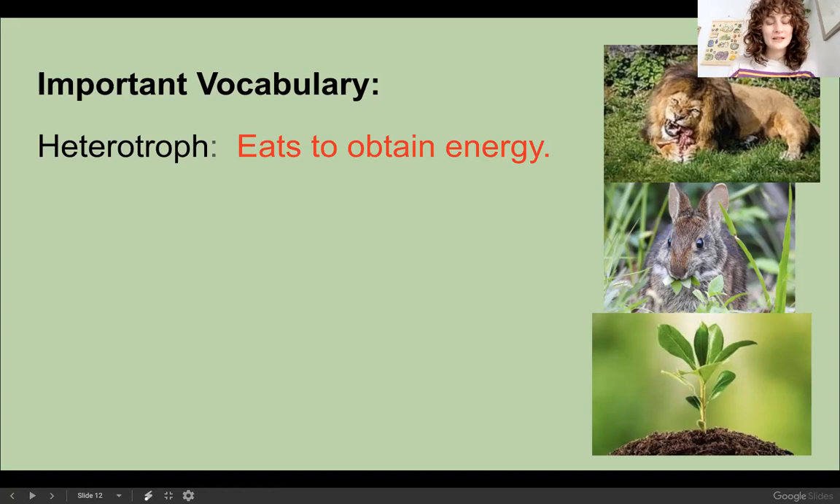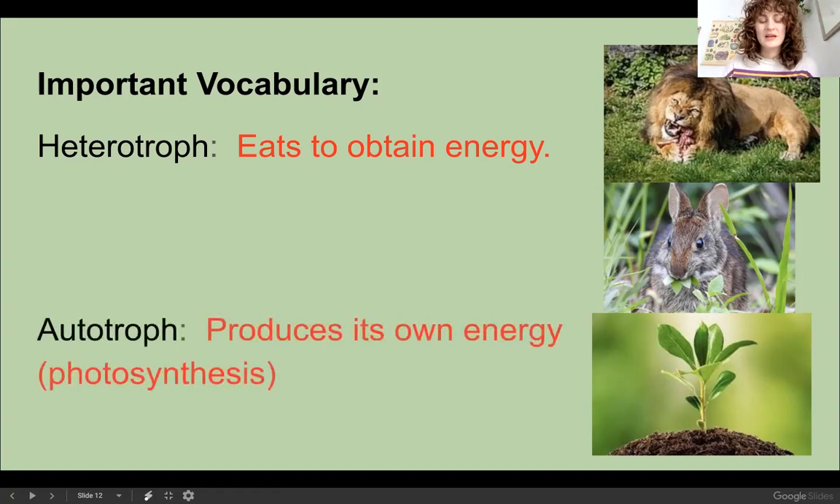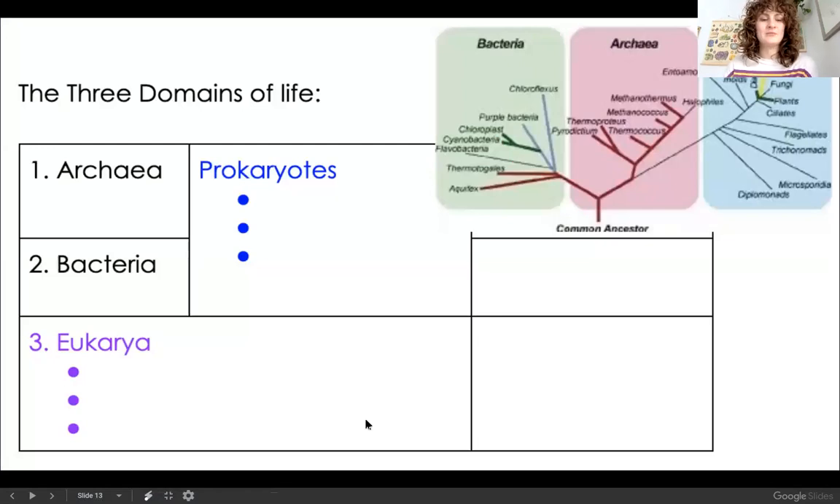So the rabbit and the lion are both heterotrophs. Even though the rabbit only eats plants and the lion only eats meat, it doesn't matter what they eat, as long as they're eating, they're heterotrophs. And on the other hand, we can have autotrophs. So autotrophs are anything that produce their own energy. So think about photosynthesis. So all plants do this, and also a lot of bacteria have the capability of producing their own energy through chemical processes, whether it's photosynthesis or slightly different chemical processes. They're autotrophs.